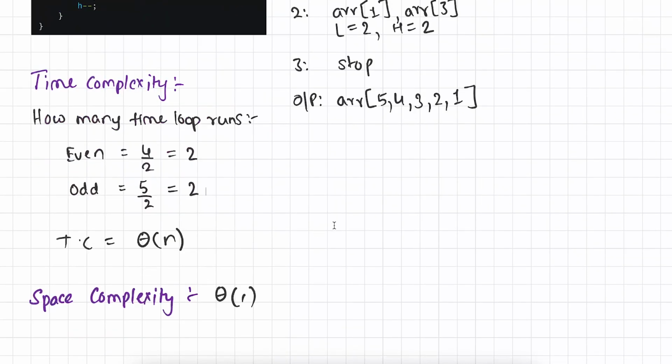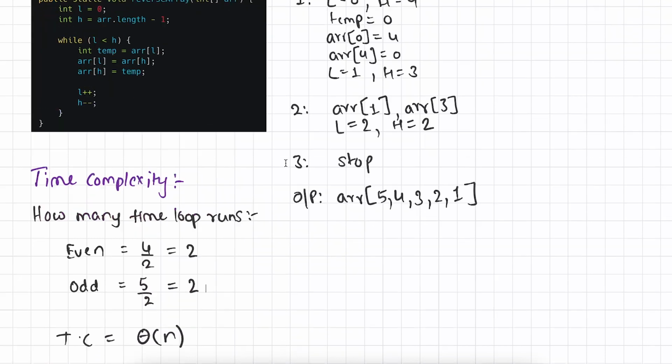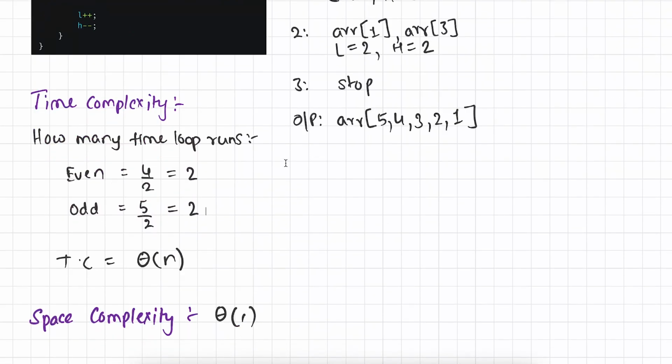And what about space complexity? As we are not using any extra space, we are simply running a loop and using some variables. That is why the space complexity of this function is going to be theta of 1. Means we are taking theta of n time and theta of 1 space to solve this problem.